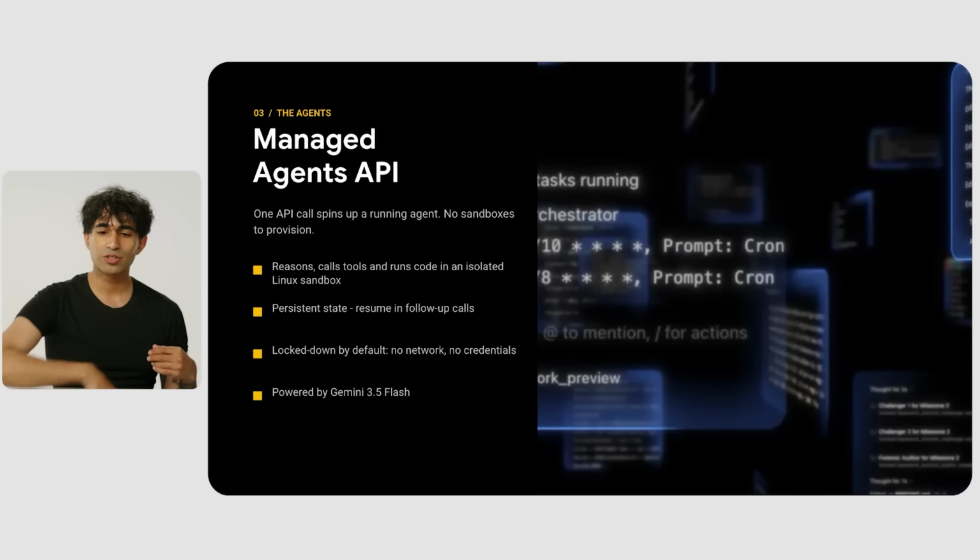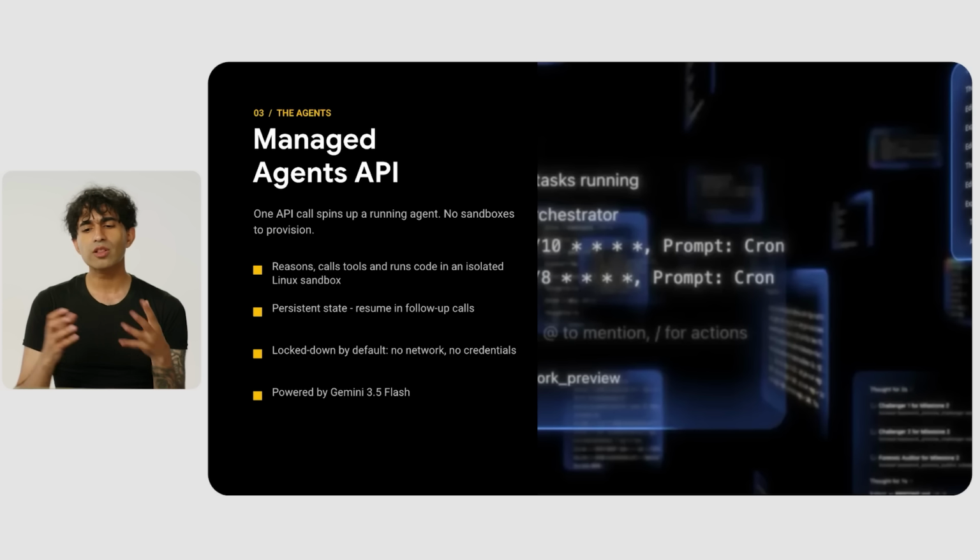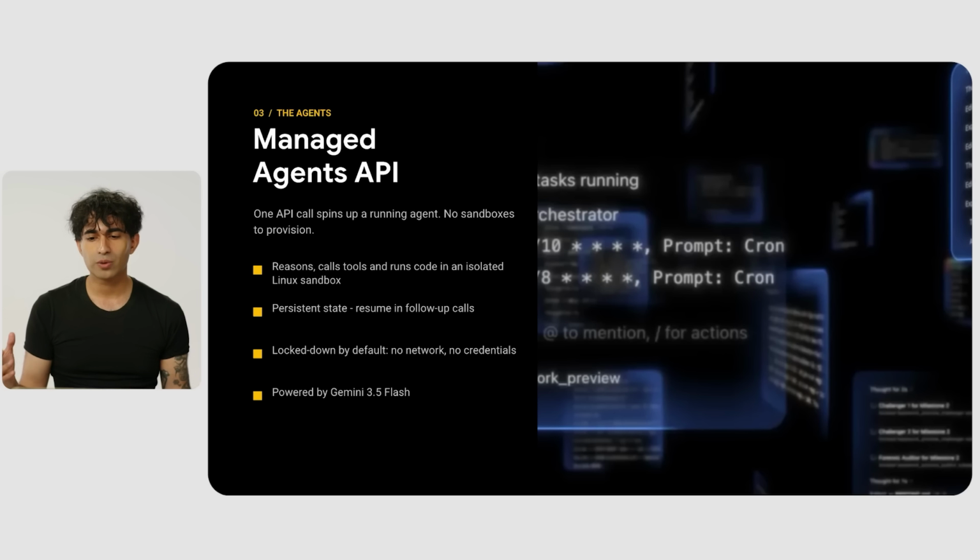Managed agents, I mentioned it on that ladder. This is one of the lowest friction entry points to that whole ladder, right? And so with a single API call, you're able to spin up an agent that can reason and call tools and execute code. And the keyword here is managed. You're not provisioning sandboxes or babysitting environments on your own. And it also is persistent. So each interaction can keep its files and its state so you can resume in a follow-up call.